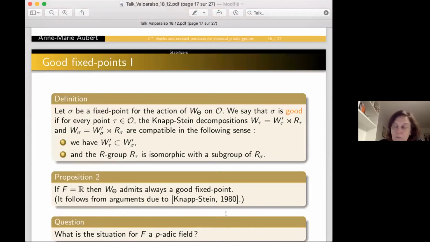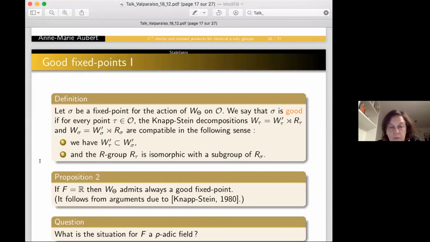Having a fixed point will not be enough to get the result we want, and we will need a second condition. We need a fixed point, but we also need that this fixed point has good properties. So we now introduce the notion of a good fixed point. A fixed point will be said to be good if the two following properties are satisfied. So we start with sigma, which will be, in some sense, a base point in the orbit.